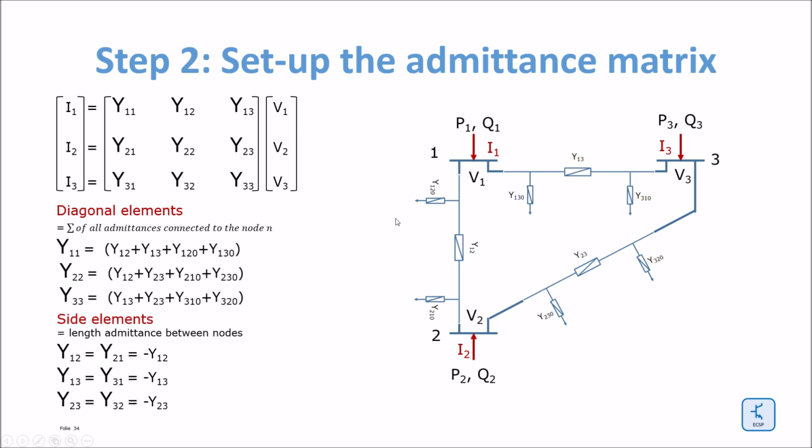In this very simple case, all the elements of the matrix are non-zero, but if you would have now a bus which is not always connected to all the other buses, like this is the case here, then it can well be that some of the elements would be equal to 0.